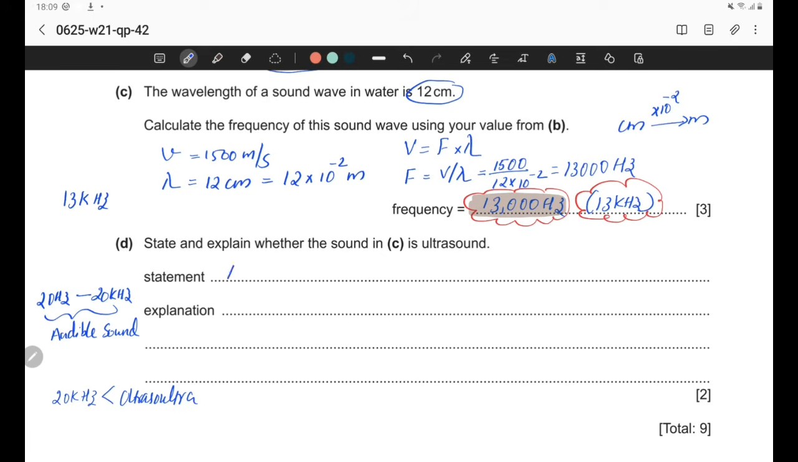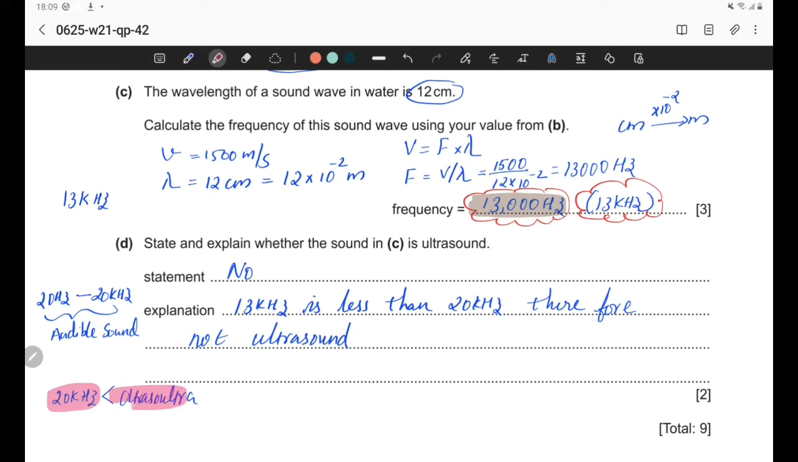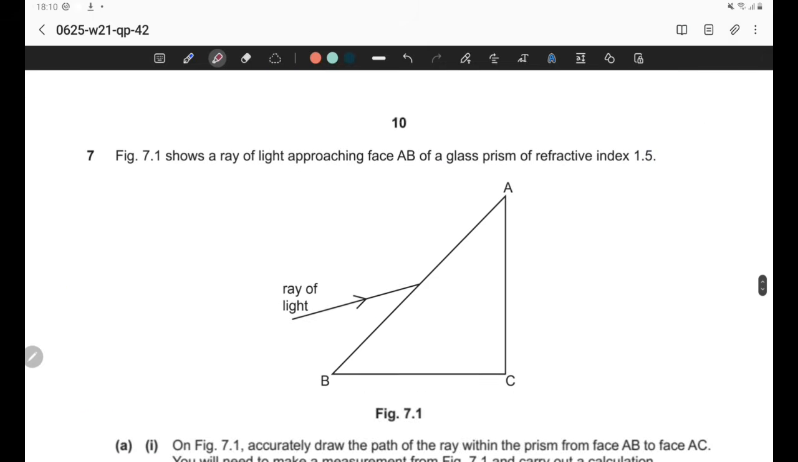So first we can state no, this is not an ultrasound, and for the reason we can write down 13 kilohertz is less than 20 kilohertz. Therefore, not ultrasound. So any sound whose frequency is greater than 20 kilohertz only, we can say it belongs to ultrasound.